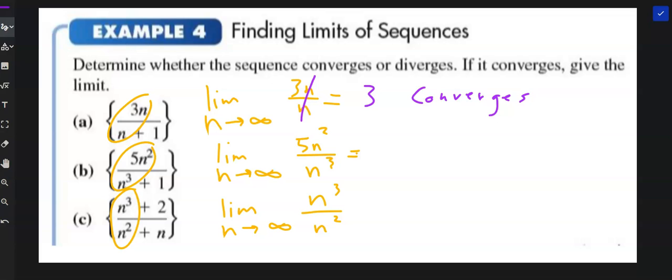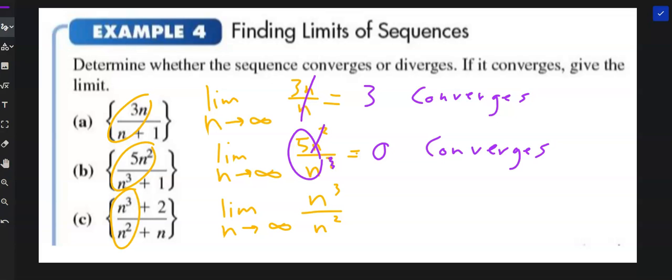All right, well, what about the next one? Can you reduce it? What can you get rid of? N squared, right? So now I have 5 over n. What happens as n goes to infinity? 0, right? Converges.